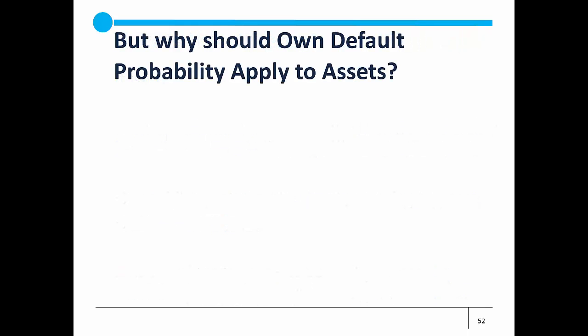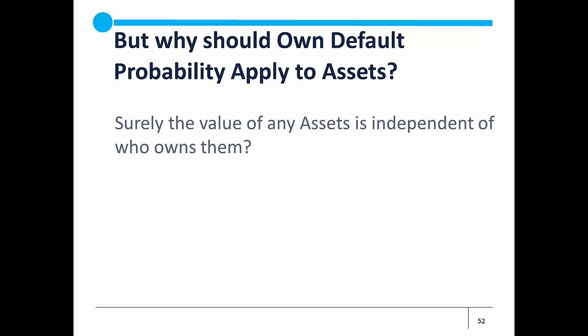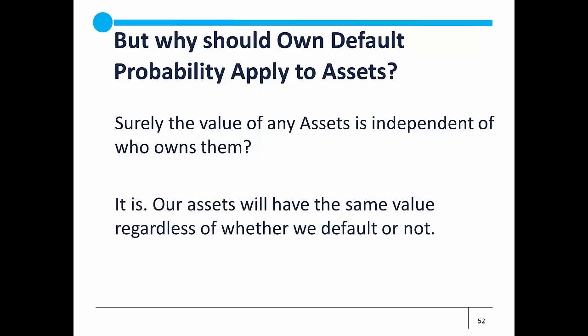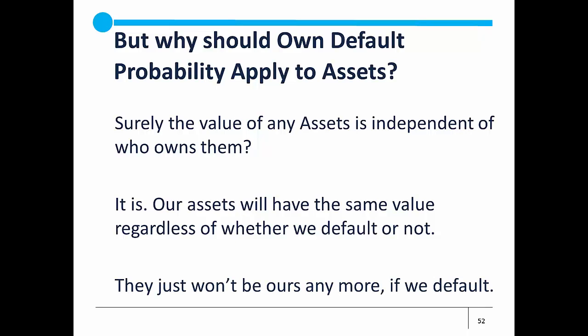But that now leads us to a conundrum, right? Because why should own default probability apply to our assets? Surely the value of any assets that we have is independent of who owns them, right? And yes, it is. Our assets will have the exact same value regardless of whether we default or not. The only thing is, if we default, our assets won't be our assets anymore.